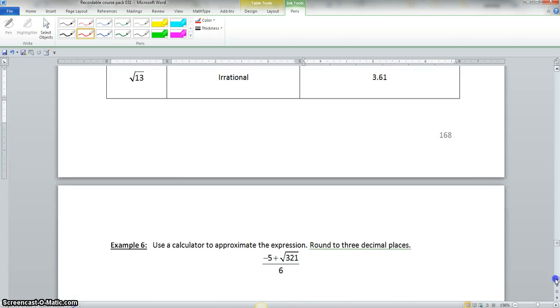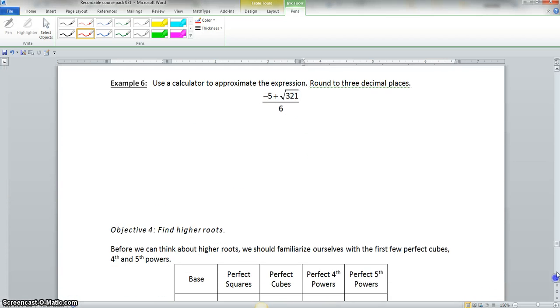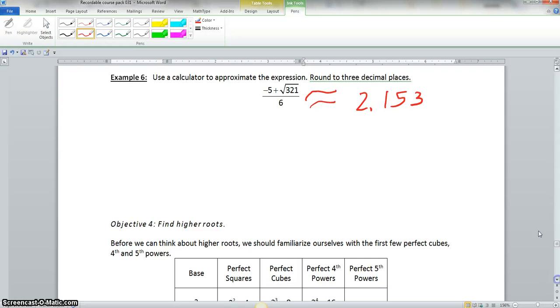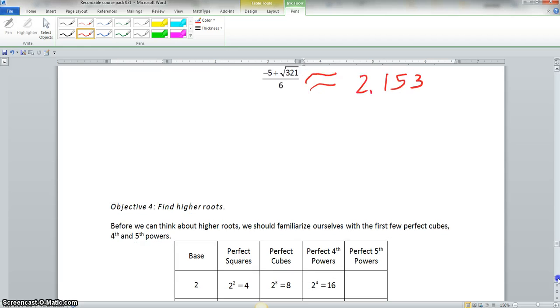Now, we scroll to the next page. It says use a calculator to approximate the expression, round to 3 decimal places. So when we put this in our calculator, it will give us the approximation of 2.153. Now remember, the squiggly equal sign means that this is an approximation because this is not an exact answer.